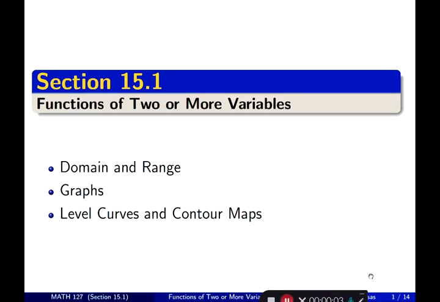We're starting section 15.1, functions of two or more variables. First we discussed the domain and range, then graphs, then level curves and contour maps.